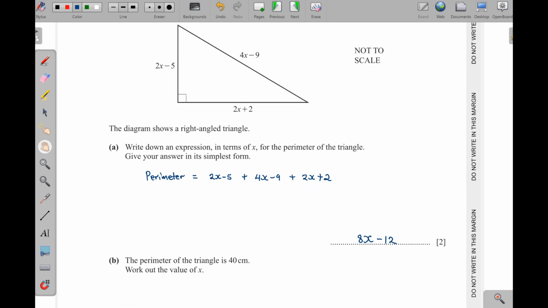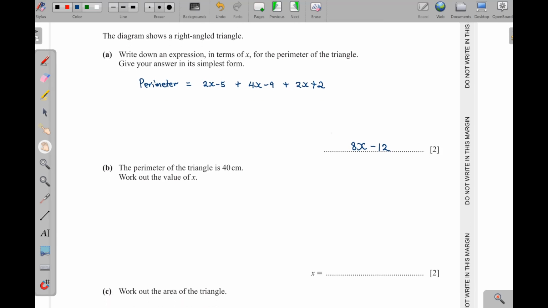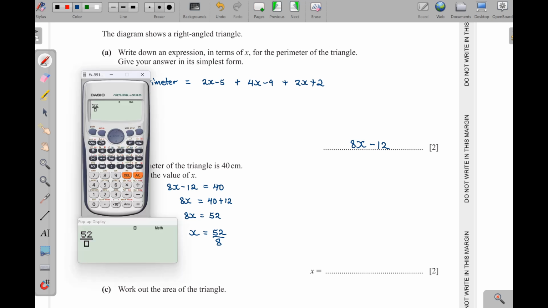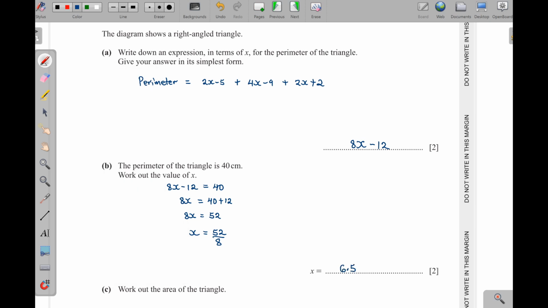And then part B, the perimeter of the triangle is 40 centimeters. Work out the value of x. So what I've gotten here as 8x minus 12, I'll just equate it to the 40. Take this one this side. It will add to the 40 because this one is a minus, right? So this one will be 40, then plus 12. And this is 8x, which is equal to 52. So meaning our x is going to be 52, then divide by 8. As a decimal, what does this one give us? 52 divided by 8. That one gives us 6.5. So that is 6.5 centimeters.